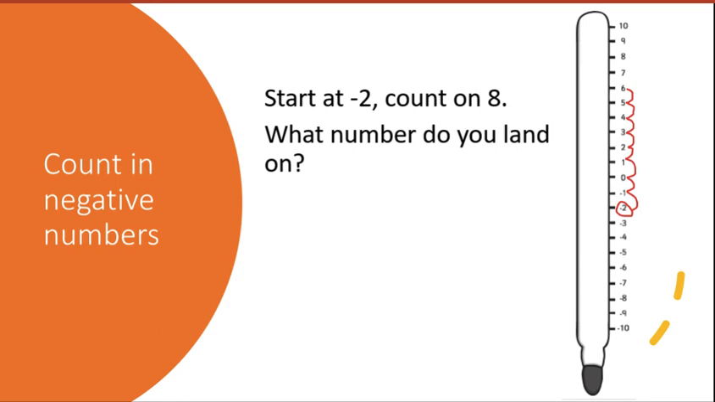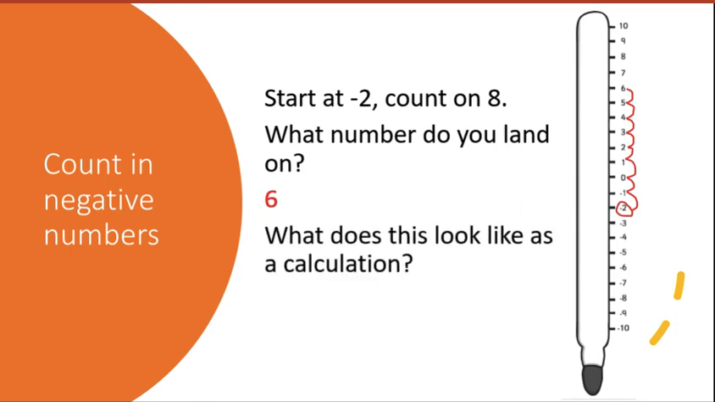Now you can think of this as temperature if you like. The temperature started as minus 2. Got warmer, it warmed up by 8 degrees, increased by 8 degrees, got bigger by 8 degrees, and we found out that the temperature landed on 6 degrees. So if you think about it as temperature, it might help you. For others, quite happy just to look at a number line. Whichever way works for you is great.